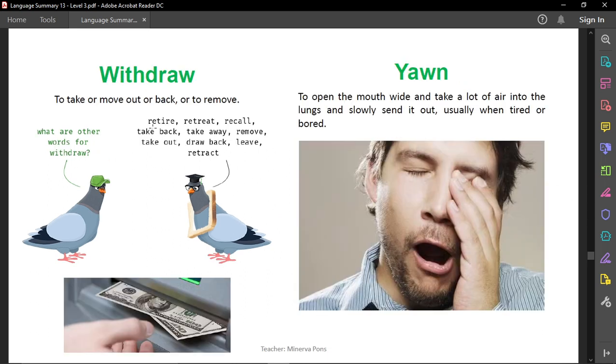Withdraw. To take or move out or back, or to remove. When you withdraw, it's basically when you are taking something from a place. Other words are retire, retreat, recall, take back, take away, remove, take out, draw back, leave, or retract as well. Okay? Yawn. To open the mouth wide and to take a lot of air into the lungs and slowly send it out, usually when tired or bored. When you're sleepy and you want to sleep, you usually yawn before that.